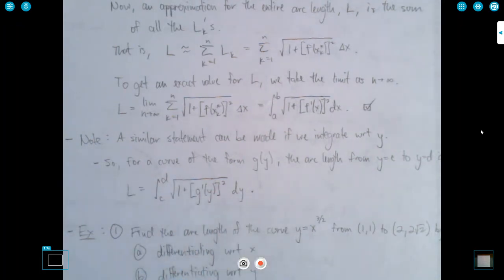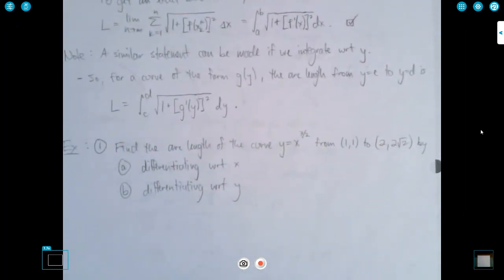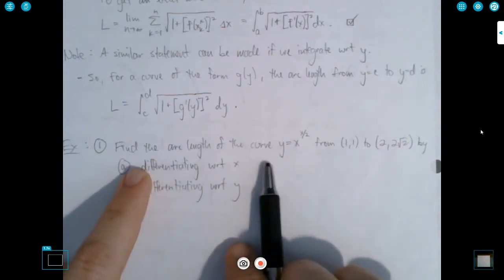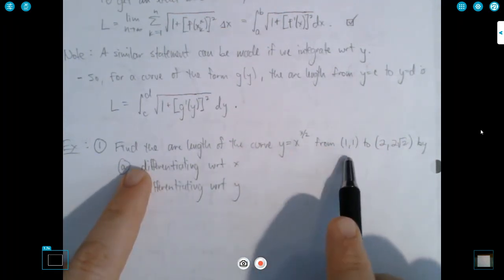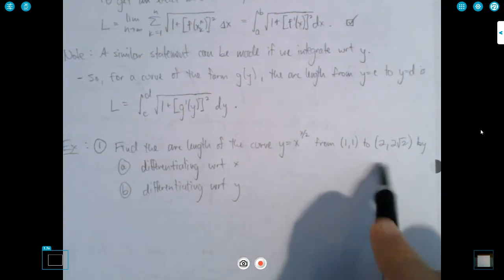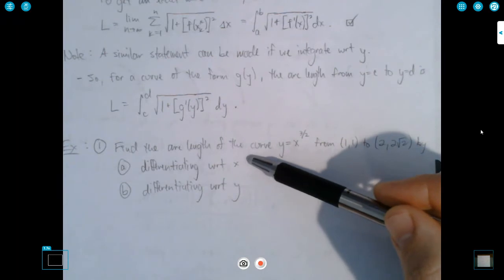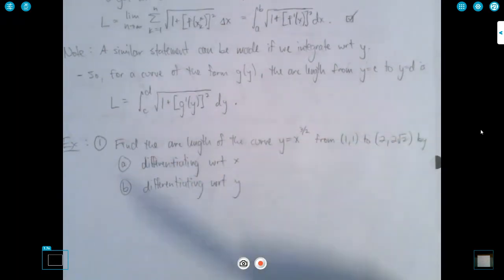And so I'll show you an example of each formula, but we're actually going to do it for the same function. So it says, find the arc length of the curve y equals x to the 3 halves from 1, 1 to 2, 2 root 2. And we're going to do this by differentiating with respect to x, and then we'll do it again by differentiating with respect to y. We should get the same answer, obviously, both times. So let's see if we can do it.